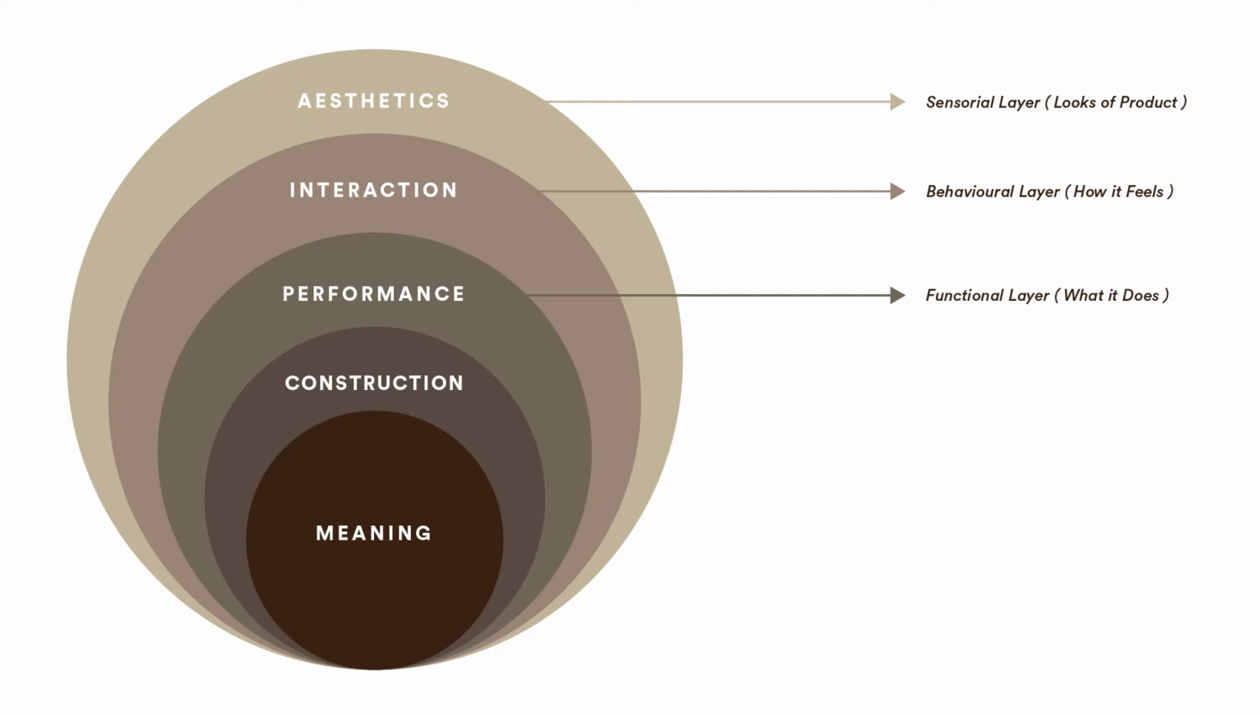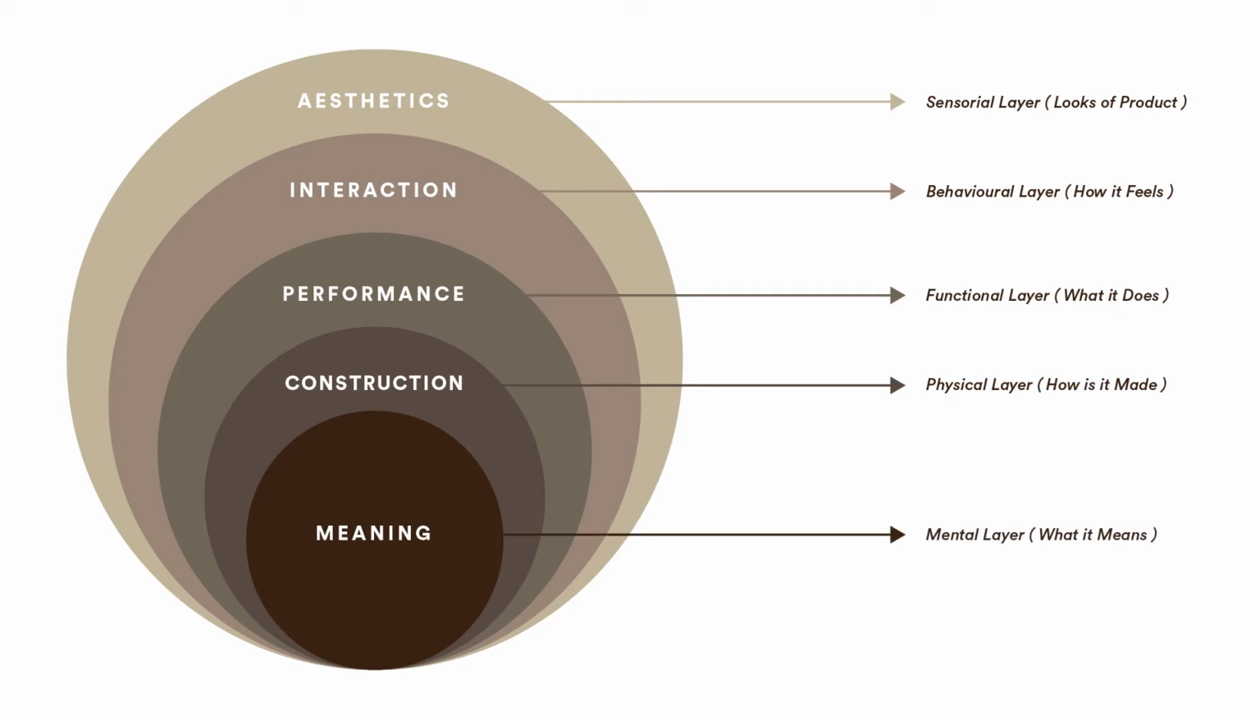Then still deeper, it goes into the physical layer, which is concerned with the construction of the design. How is this particular product made? And finally, the mental layer is the deepest layer. What is the meaning of this product to me? What is the meaning of this product to the person who's manufacturing it? Now, each user looks at the various layers of this particular thing as per whatever he sees, depending upon the product and what his real requirement is.